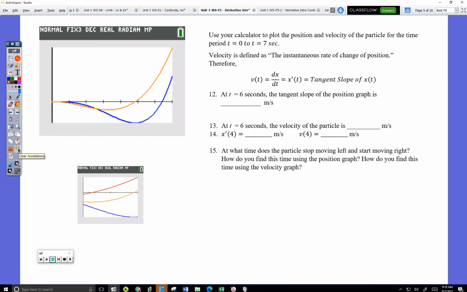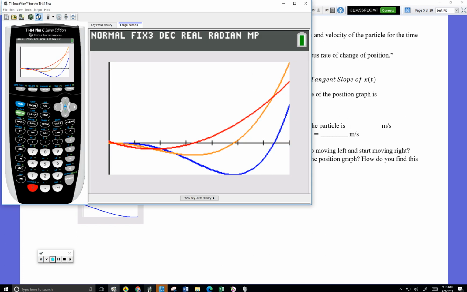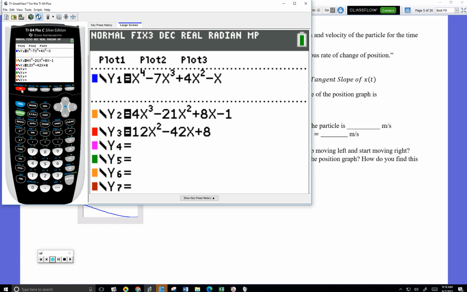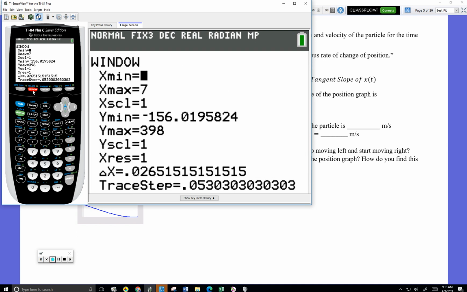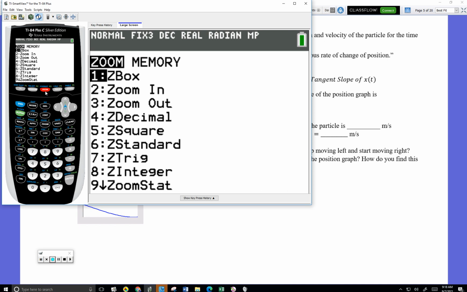Okay, look up. You're supposed to change your window to 0 to 7, so do that on your calculator. So we turn off acceleration, make sure that's still off. Go to window, 0 to 7, zoom fix.